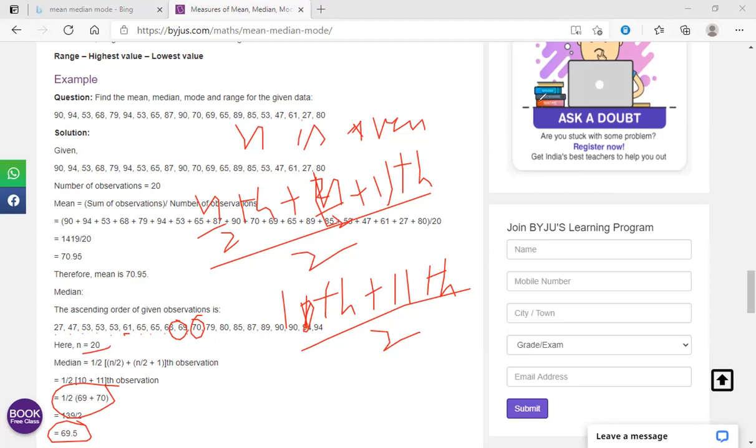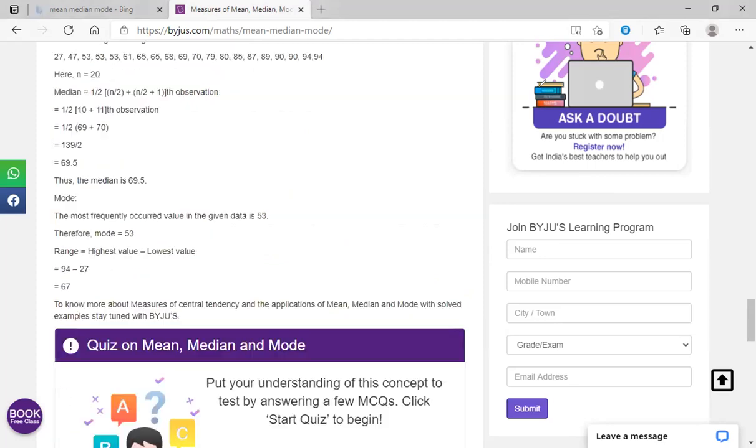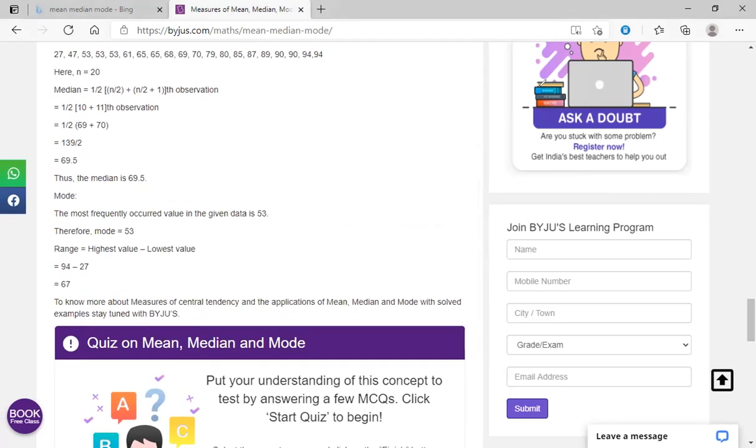Now coming to mode. Mode is what? The observation which is coming most often, which is coming the most number of times in the data. So the most frequently occurring value in the given data is 53. So 53 will be the mode.